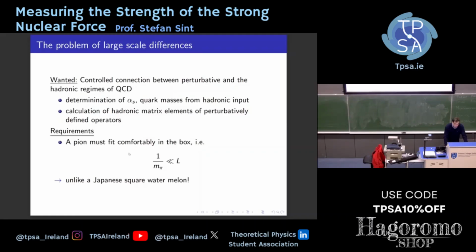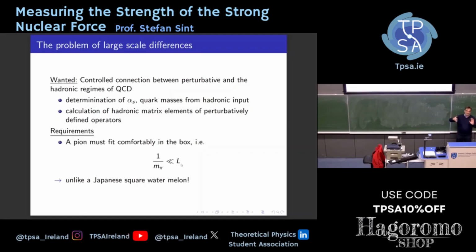Okay, and a requirement is, of course, that if you do hadronic physics, a pion must fit comfortably in the box. Otherwise, you distort the physics by the finite volume. Right, so a pion is the lightest particle typically, so that's the strongest constraint on the volume. And so what you want is that the Compton wavelength, 1 over m pi in natural units, this length, is small compared to the extent L.